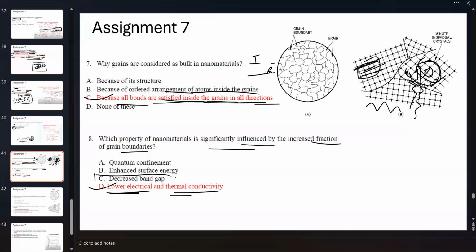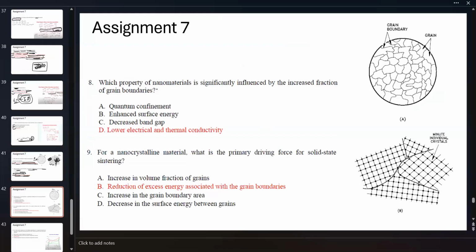This doesn't have anything to do with grain boundaries. Surface energy, property, quantum confinement. Most correct options are, yeah. Which property of nanomaterial is significantly right?